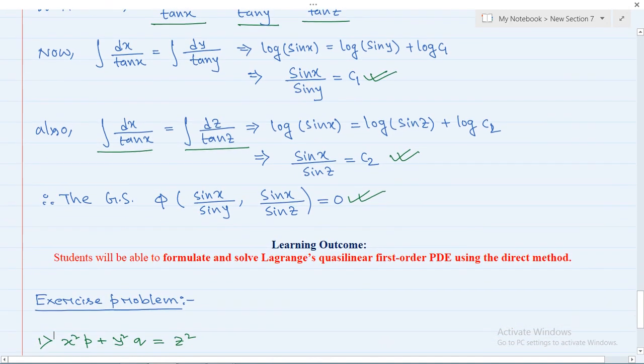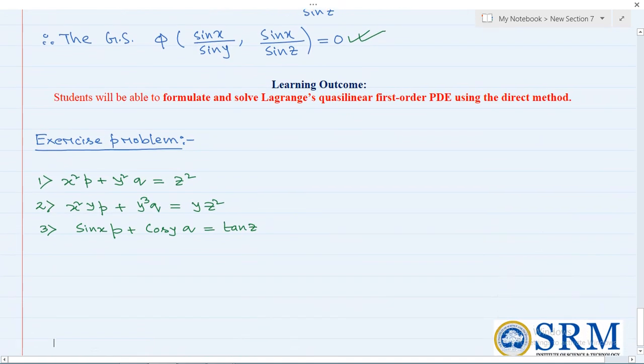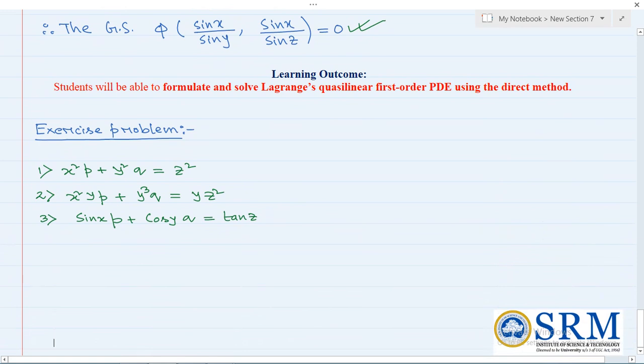So what are the things we have learned today? Basically we have learned the classification of first order partial differential equations, that is its 4 types. Along with that, all of you have learned how to formulate and solve Lagrange's quasi-linear partial differential equation using the direct method. Some exercise questions I have given to you, simple problems.